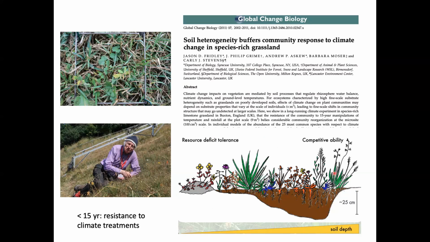So, for example, species that were more able to tolerate resource deficit can be associated with these shallow soils, and those which are more competitive perhaps could be found on the deeper soils. Within a treatment like the drought treatment, that also means that there might be niches for drought intolerant species on those deeper soils because of the fact that moisture will be retained in the soil for longer there.